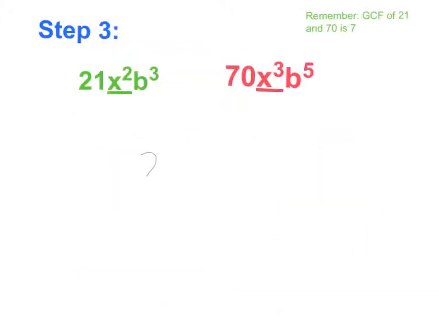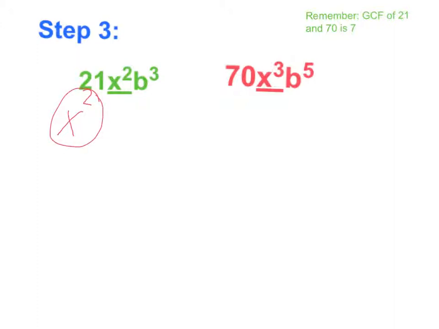So 7 is the greatest common factor. Are we done yet? Not quite yet. Don't worry, this is much easier. Now you have to find the greatest power that x squared and x cubed both go into. In this case, it's x squared.